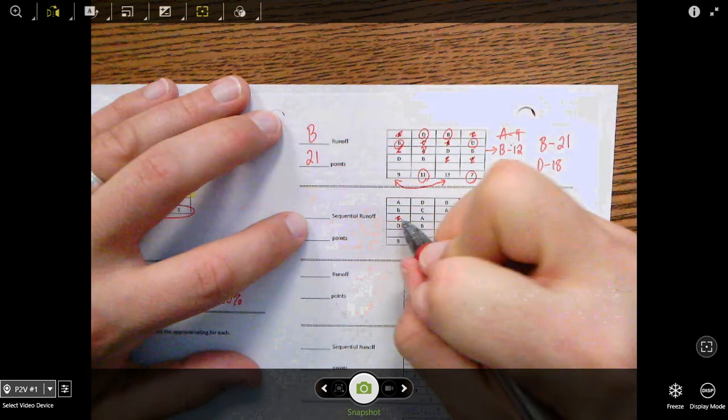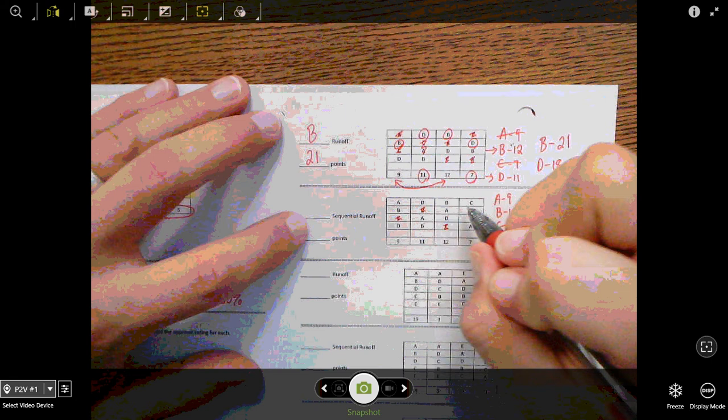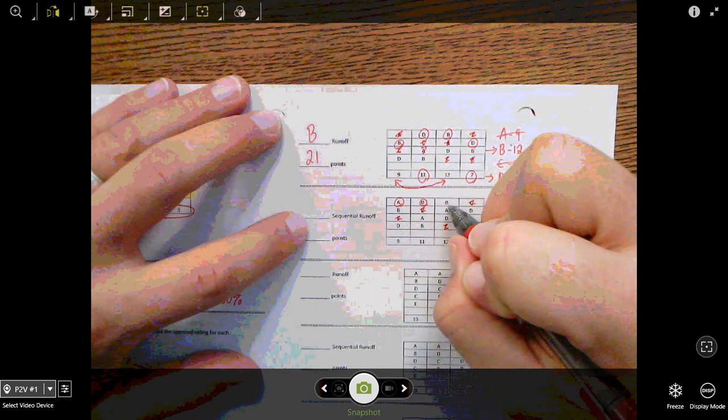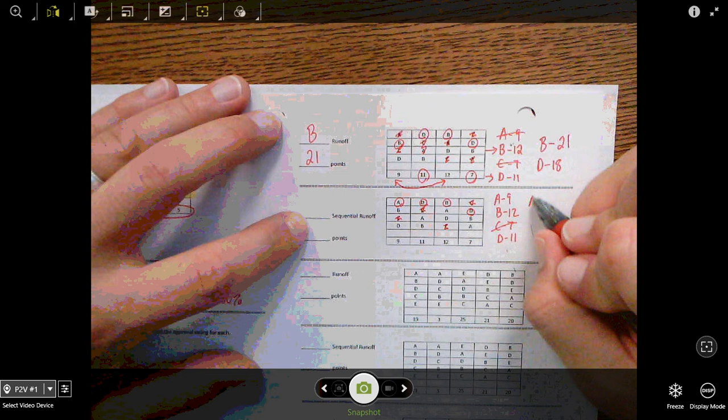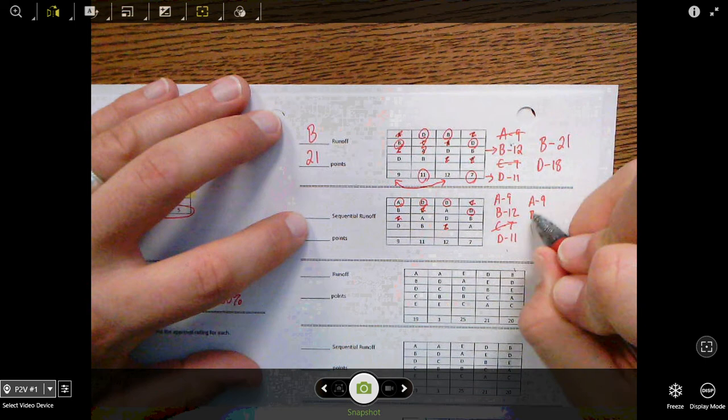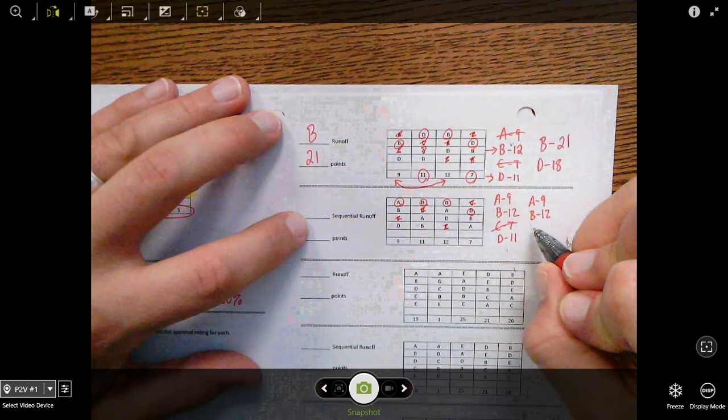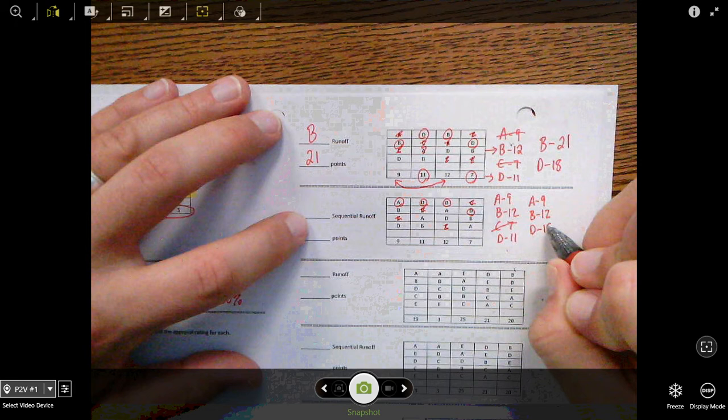So in the preference schedule, I eliminate C. There's A, there's D, there's B, and there's D. All right, so A has 9 votes, B has 12 votes, D has 18 votes. 18 won these two columns.